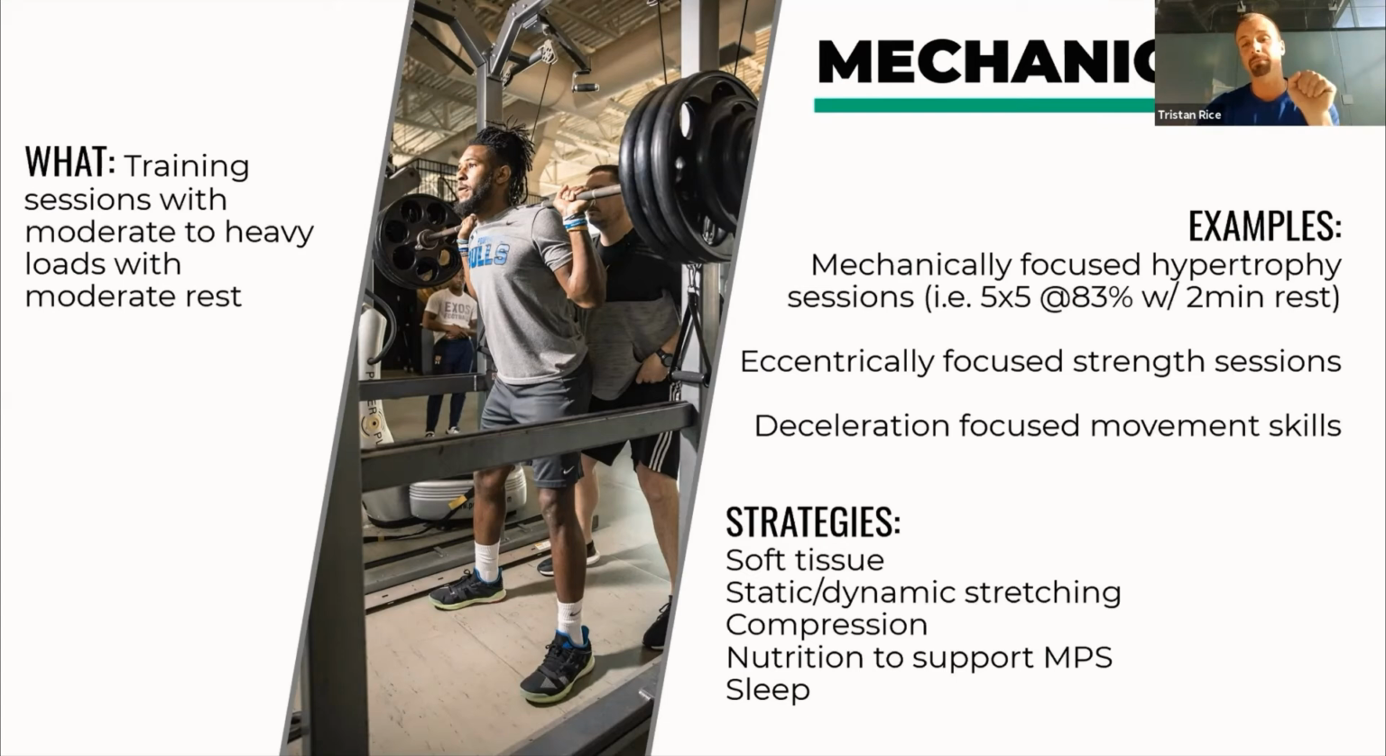And so, for a mechanical type training session, these are the strategies that we might employ. For a mechanical type stress load, these are the things that we might target. Somebody comes in, coach, I feel really sore today. Here's your tool belt. Let's get some soft tissue. Let's get some static or dynamic flexibility work, either on a dedicated regen day, static, or in anticipation of another training session, dynamic. Let's get some compression. Let's think about nutrition. Let's get you some sleep.